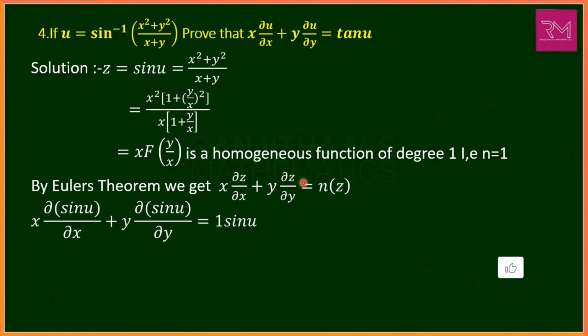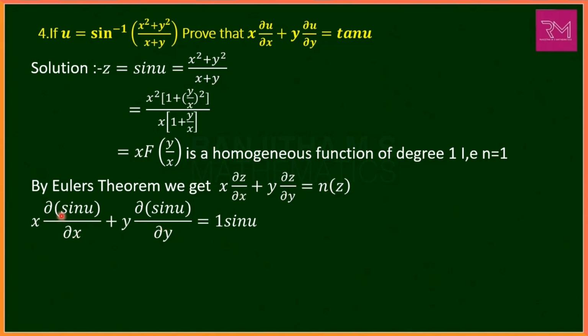So we substitute z value as this, that is z is nothing but sin u. Hence we can substitute x into del of sin u by del x plus y into del of sin u by del y, which is equal to, here n value is 1, into z, which is nothing but sin u. Understand carefully, we have considered this equation as z, so if we take sin inverse to the left hand side, we get z value as sin u, which is equal to this. So this is the equation reduced to the homogeneous function form. So we have to consider Euler's theorem for the function z. We get x into del z by del x plus y into del z by del y equal to n into z, where our z is nothing but sin u. Substitute z value as sin u, here we get this.